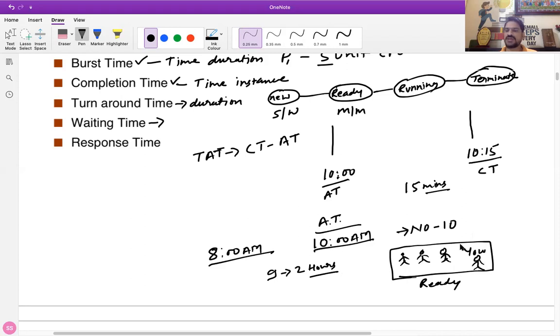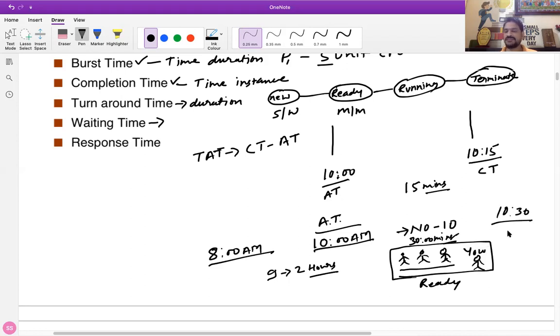So how much time are you waiting here? We don't know, right? You came at 10 o'clock, maybe 3 people will take half an hour. So what is your waiting time? Your waiting time is half an hour. Once you get the CPU, at that particular time, and the time when you arrived, we do the minus. So let's say you got the CPU at 10:30.